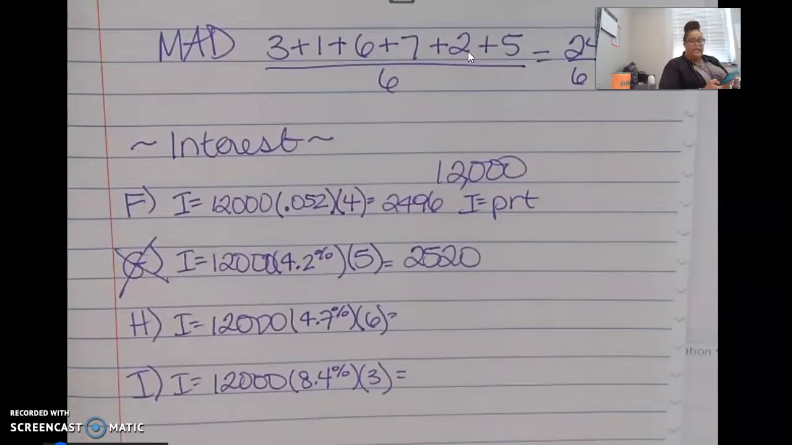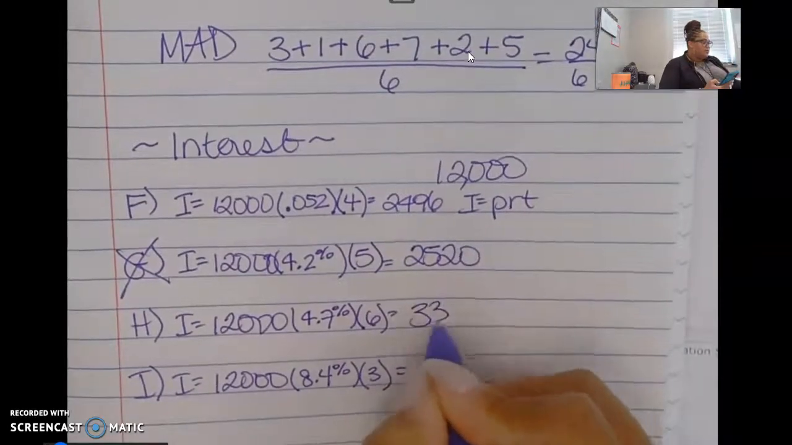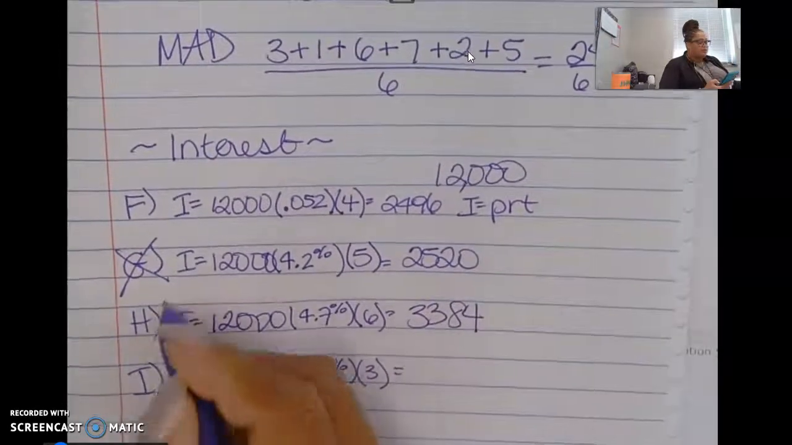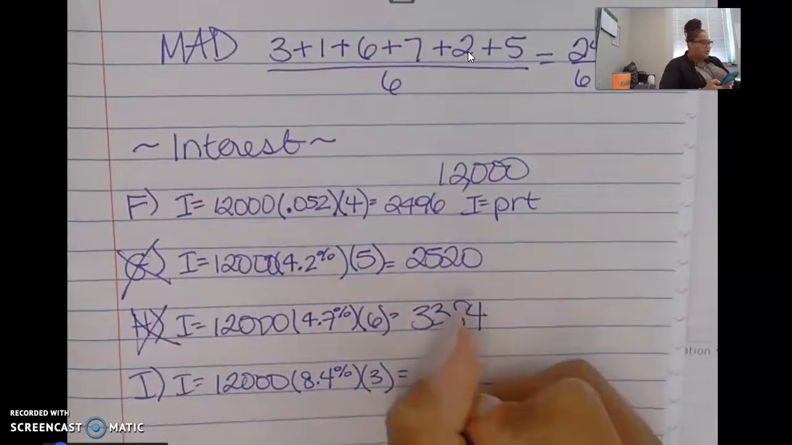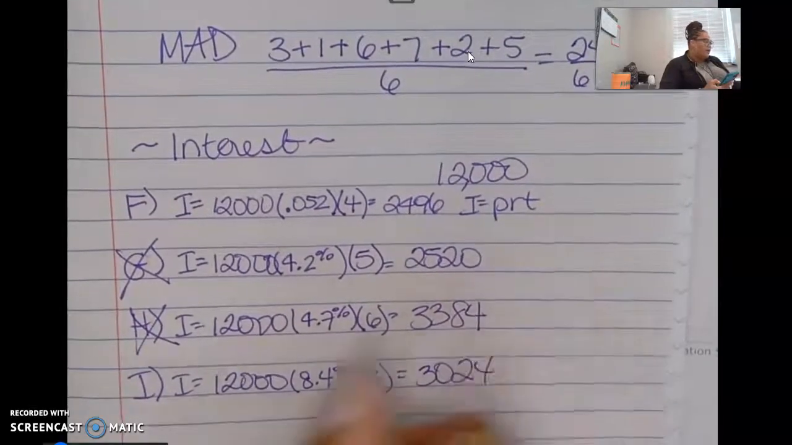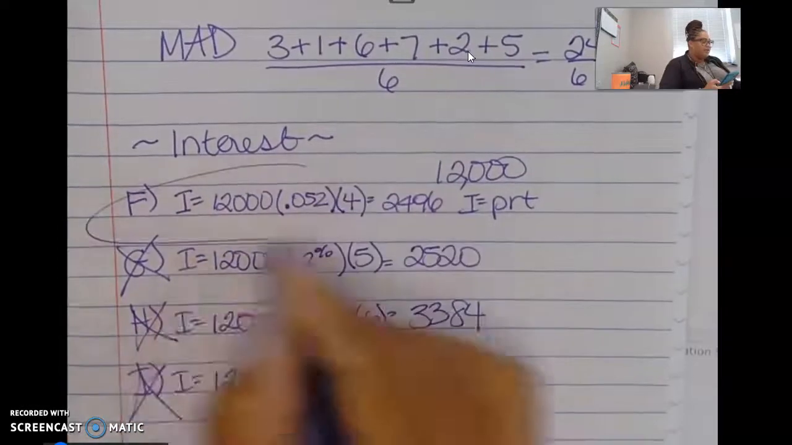Okay, the next one is 4.7% over 6 years. And what's the interest? 3,384. Is this desirable or not? No. And then the last one, 8.4% over 3 years. Is that one desirable, if you're saying it's better than H? It's 3,024. Again, no. My answer would be F.